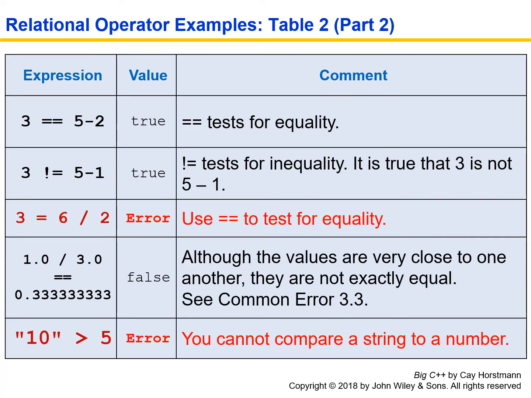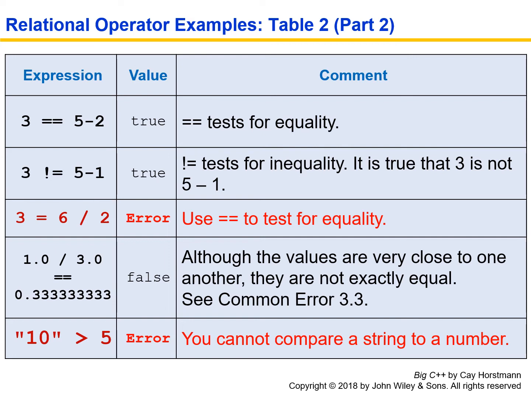Some more examples. 3 double equals 5 minus 2. Well, 5 minus 2 is 3, so that is true. 3 not equals 5 minus 1. Well, 5 minus 1 is 4, so 3 does not equal 4. That is true. 3 equals 6 over 2. That's an error. You're supposed to use the double equals to test for equality. And we'll talk about what happens if you use a single equals later.